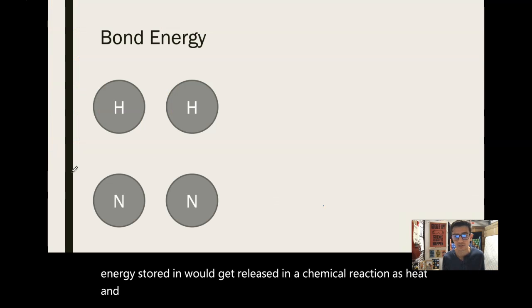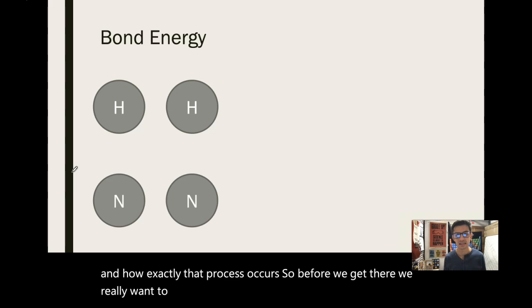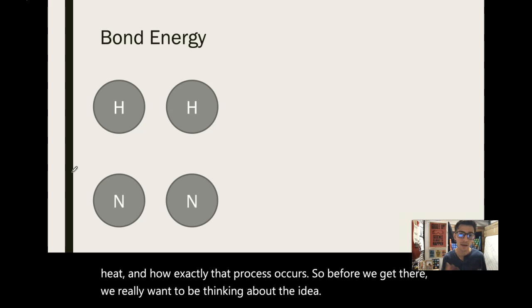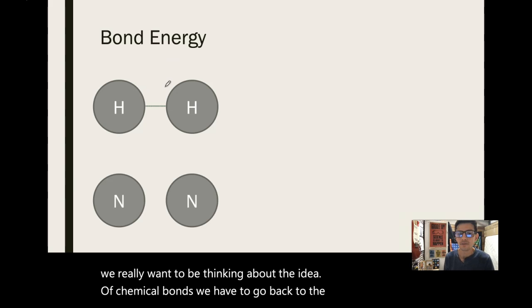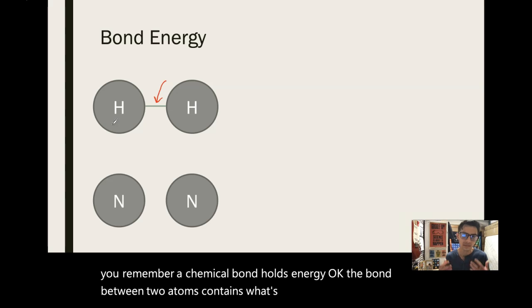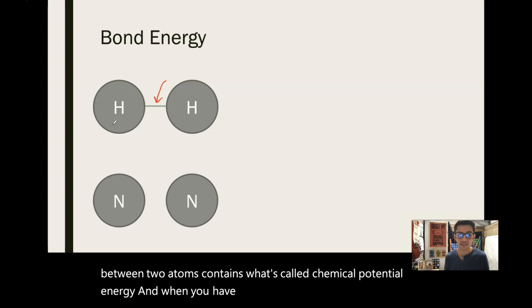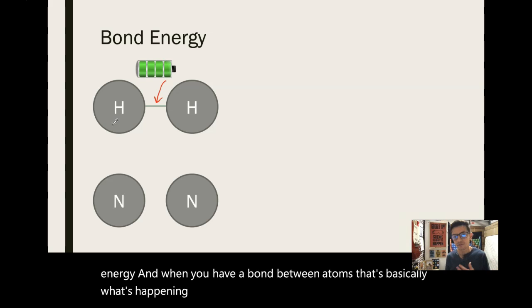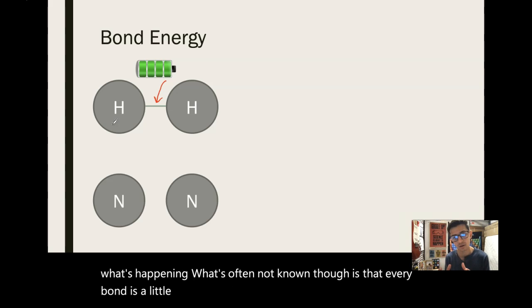that process occurs. So before we get there, we really want to be thinking about the idea of chemical bonds. We have to go back to the chemical bond. If you remember, a chemical bond holds energy, okay? The bond between two atoms contains what's called chemical potential energy. And when you have a bond between atoms, that's basically what's happening. What's often not known, though, is that every bond is a little bit different, and every bond holds a different amount of energy in it.